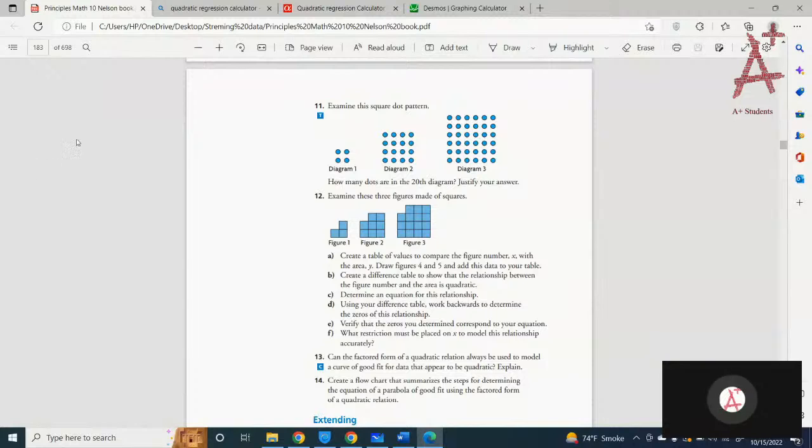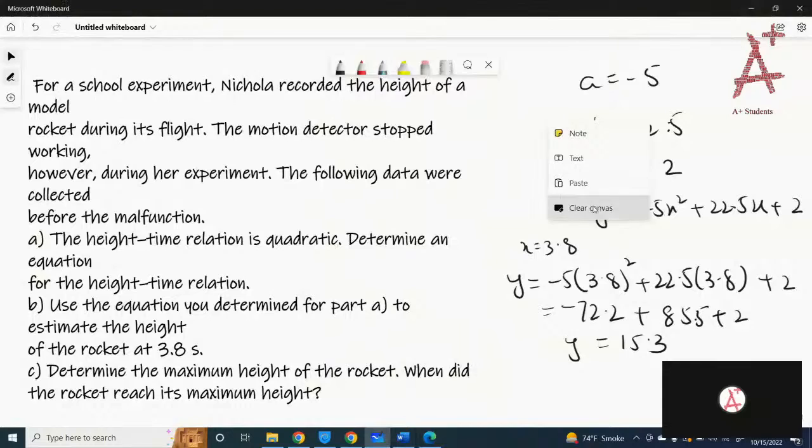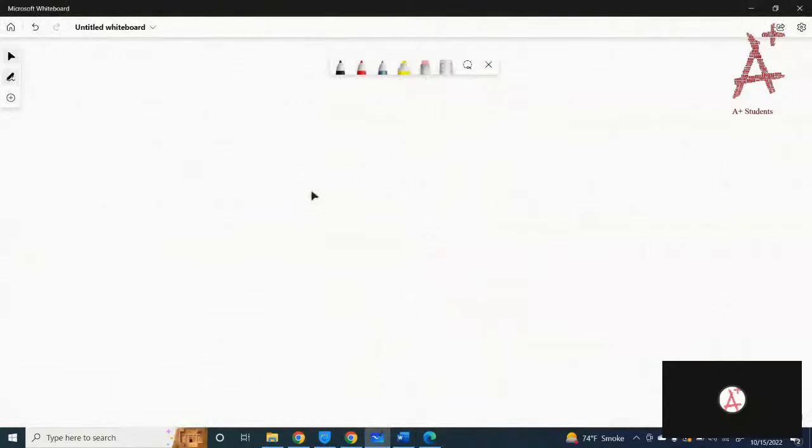For diagram 1, it is 2. For diagram 2, it is 4. And for diagram 3, it is 6. So that means they are increasing as 2n. Got it?